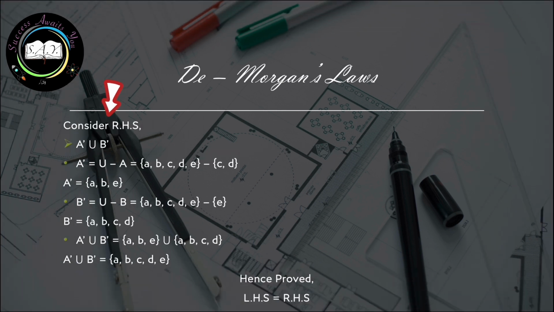Now consider right-hand side. That is A complement union B complement. The answer for A complement will be A, B, and E, and the answer for B complement will be A, B, C, and D. Now take union of these, and finally our answer will be alphabets A to E. Since left-hand side is equal to right-hand side, De Morgan's second law is proved.